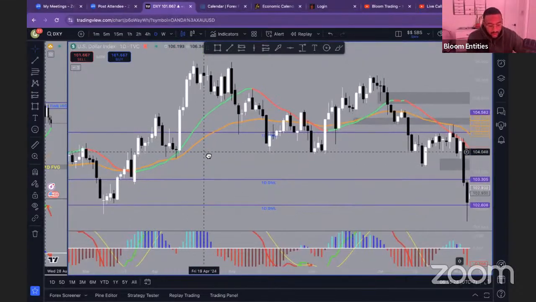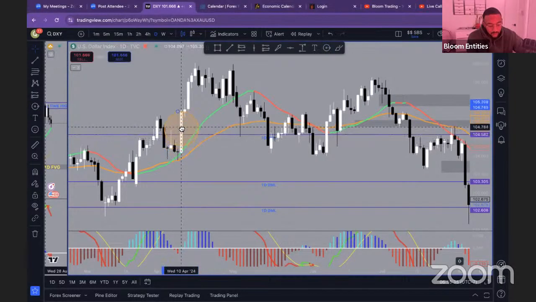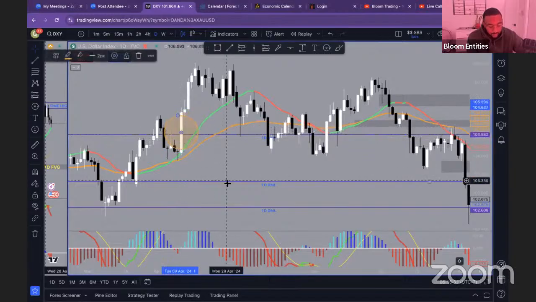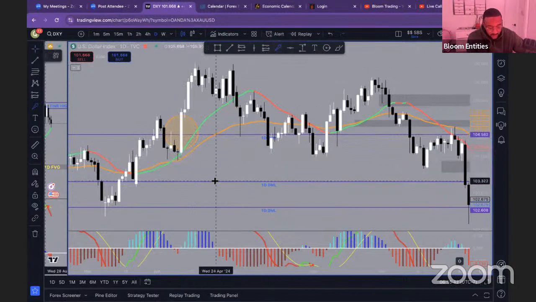And so let's start here actually. I'm gonna start right here. And so let's look at the area of inefficient price created by this grouping of three candles.